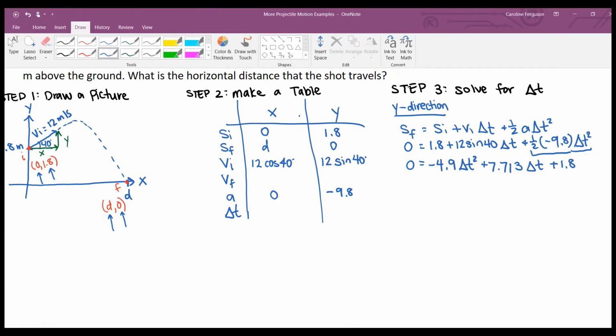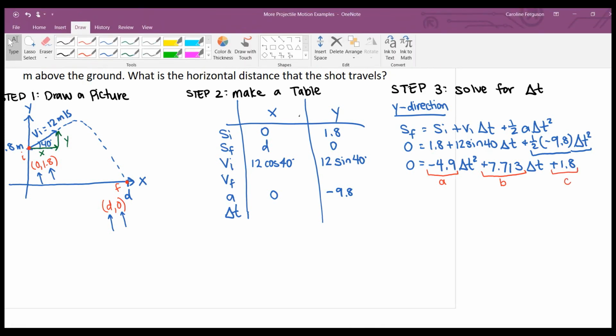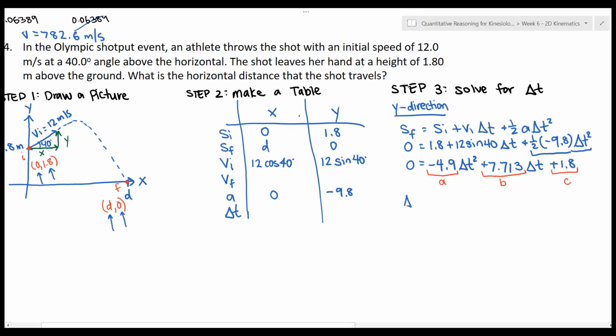Okay, so I can identify here that because I have a delta t squared and a delta t, I'm going to want to use the quadratic formula. My a is the coefficient, or the number in front of the delta t squared term, so that would be the negative 4.9. My b is the number in front of delta t, so that's 7.713, and my c is the number that's by itself, 1.8. So let's write out the quadratic formula, which is delta t is equal to negative b plus or minus the square root of b squared minus 4ac all over 2a.